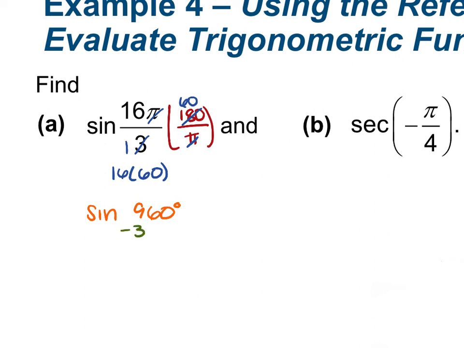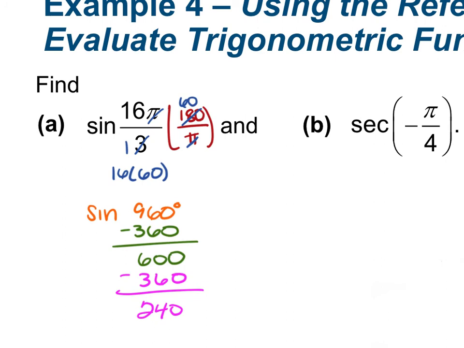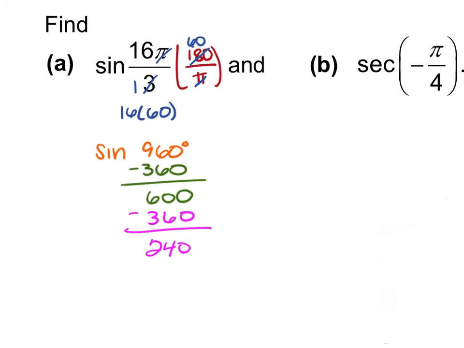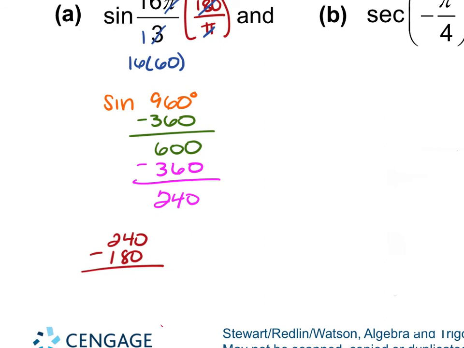Again, it's greater than 360, so I'm going to subtract 360 from that. I get 600. From there, I'm going to subtract 360 from that, and I get 240. Again, I ask myself, is 240 closer to 180, or is it closer to 360? Well, if I did 360 minus 240, I get 120. That's not going to give me an answer that's an acute angle. So I'm going to take the 240, and I'm going to subtract 180 from it. 240 minus 180 gives us 60 degrees.